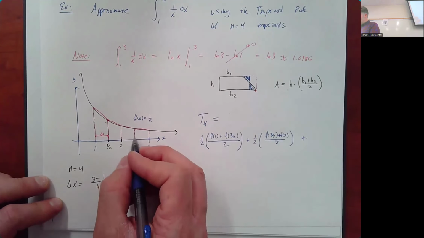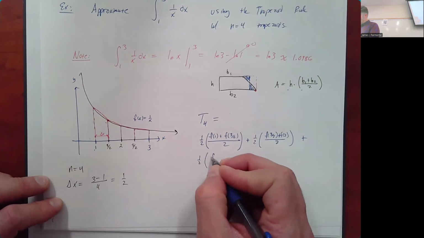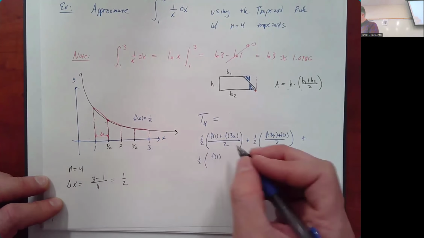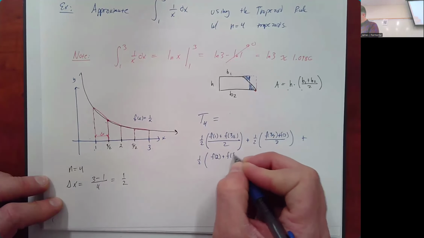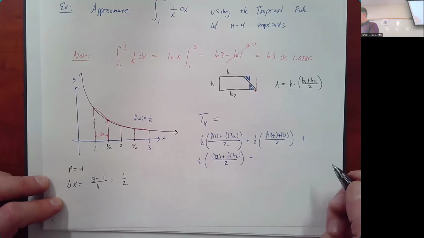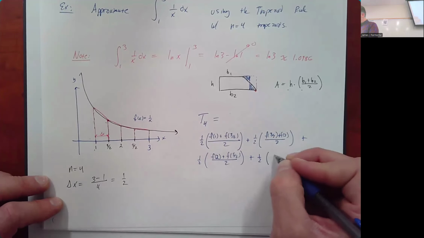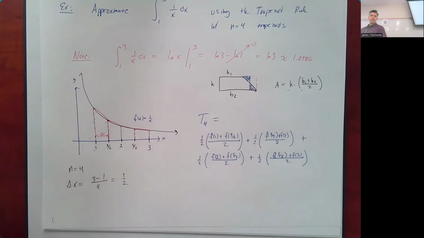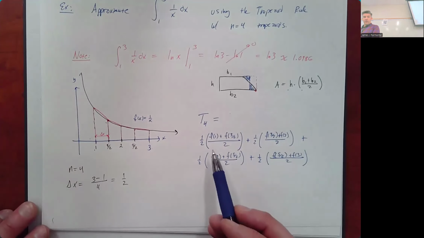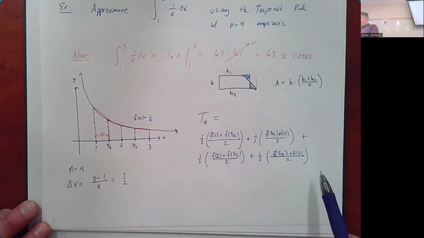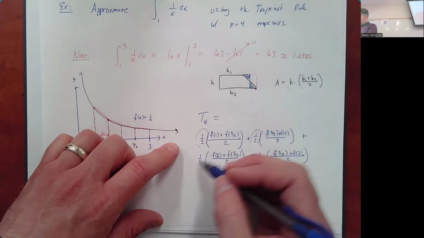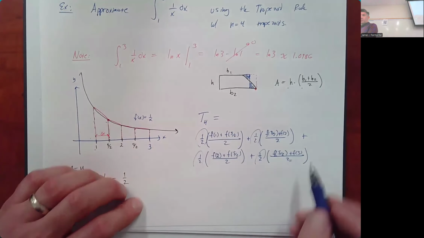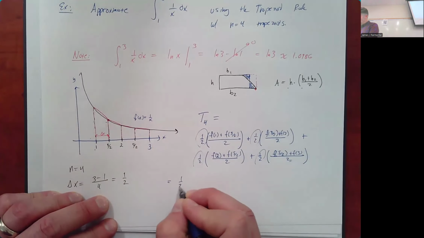Plus, same thing here. We're going to do 1/2 times, sorry, not f of 1, f of 2 plus f of 5/2 over 2. And then finally, for the last trapezoid, it's going to be 1/2 times f of 5/2 plus f of 3 all over 2. So simplifying this a bit so it's not so gross to write, I can factor out a 1/2 and a 1/2. So I can factor out this 1/2 from each of them and also that 1/2 from each of them. So I'm going to write this as 1/2 times 1/2.